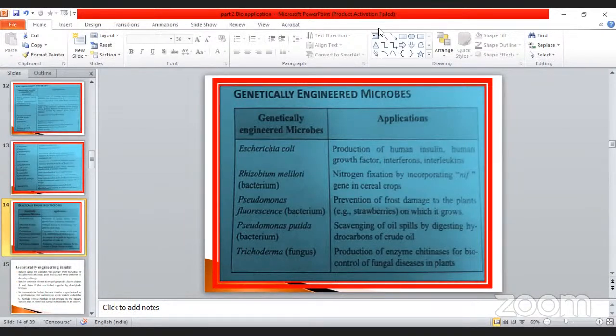So chitinase is the enzyme. Chitin is the substrate. The chitinase is the enzyme. So it acts upon the substrate, forming an enzyme-substrate complex. Okay. For biocontrol of fungal disease in plants. When you are using this one, what happens? Some of the fungus will not affect the plant. It controls the fungal activities. Okay. These are very, very important, my dear students. Don't forget.